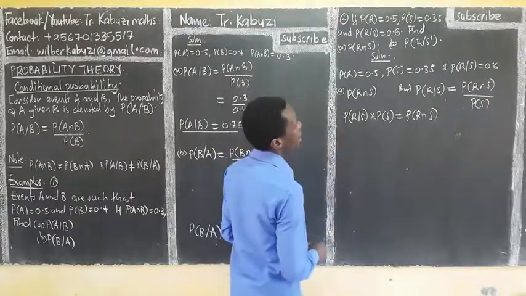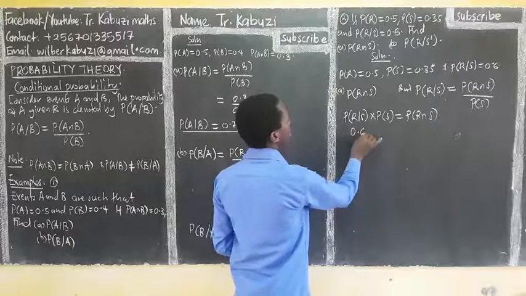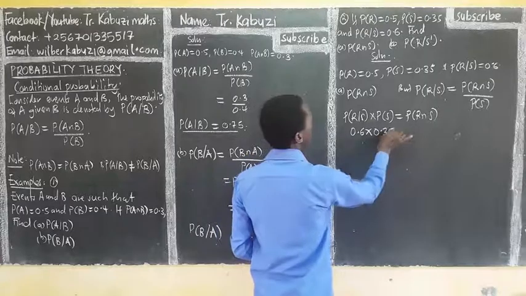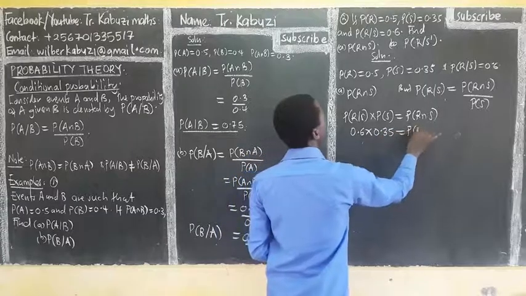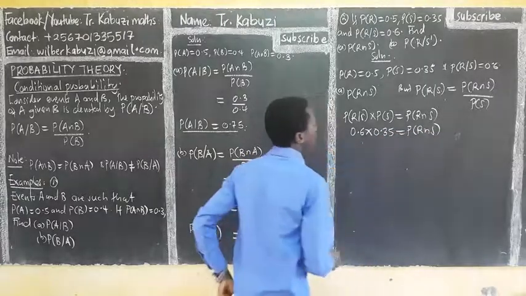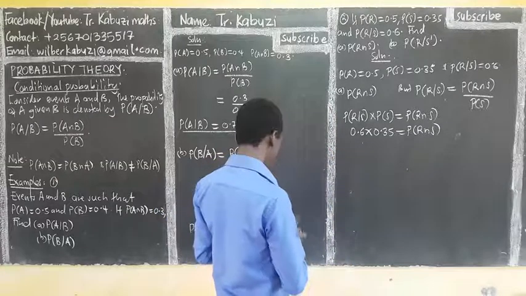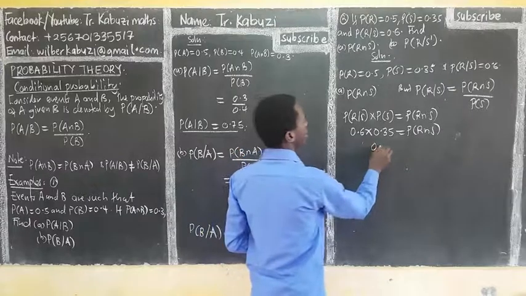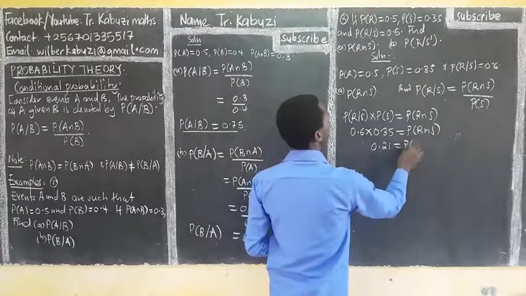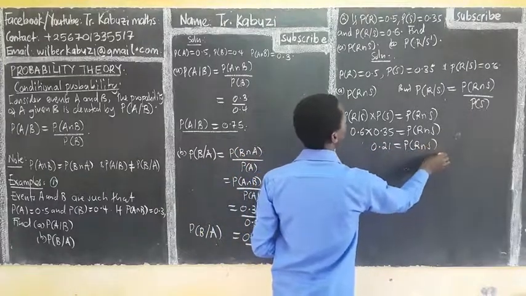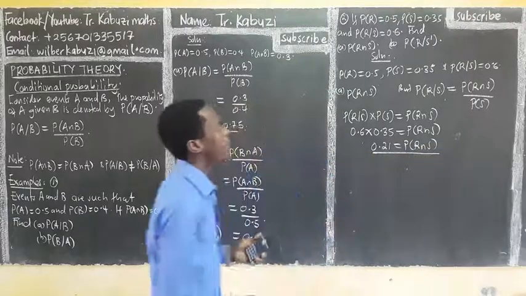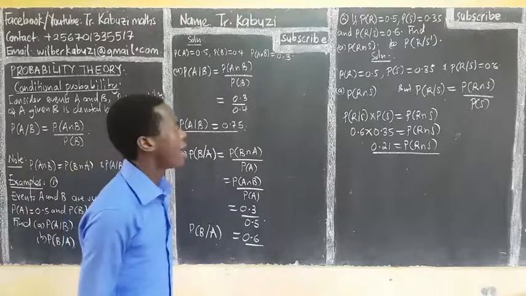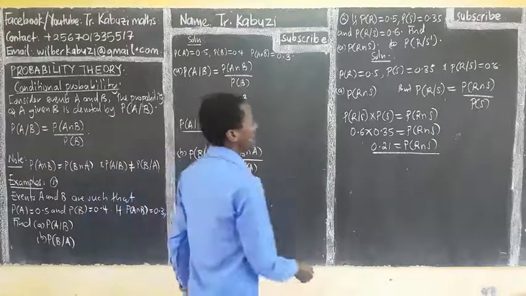So this was given as 0.6 times probability of S, 0.35, equals probability of R intersection S. So press that on the calculator. Here I'm getting 0.21 for R intersection S. So when they give you something, always learn how to be flexible. What do I have? What do I need? How can I get it?